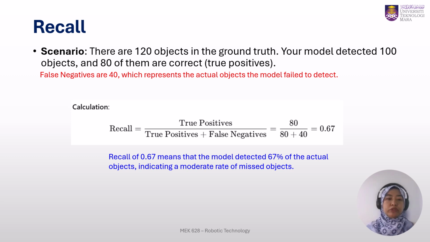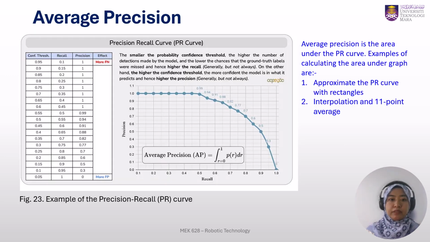Okay, so you use this recall calculation, true positive divided by true positive plus false negative, so you will get 0.67. So it means that the model detected about 67% of the actual objects, indicating a moderate rate of missed objects. So another 40 objects are missed, right? So this is the recall. So either you can use the precision or you can use recall. Since we have a precision and recall, both of these values can be used.